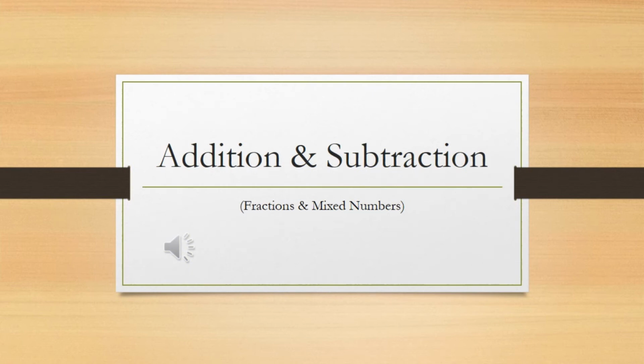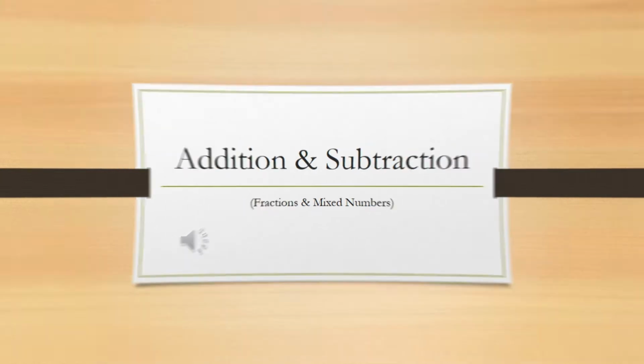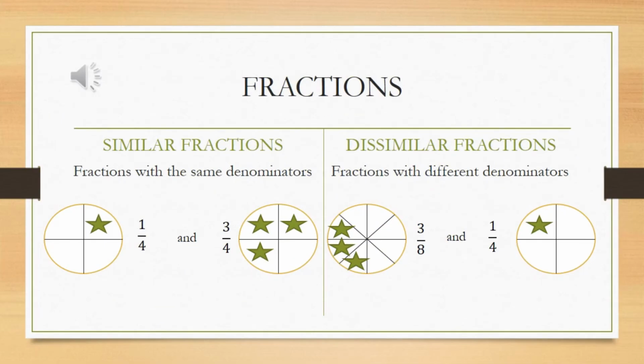Addition and subtraction of fractions and mixed numbers. In fractions, we have similar and dissimilar fractions. Similar fractions are fractions with the same denominators. It means they have the same equal parts. Like, for example, 1/4 and 3/4. Dissimilar fractions are fractions with different denominators. We will consider 3/8 and 1/4.